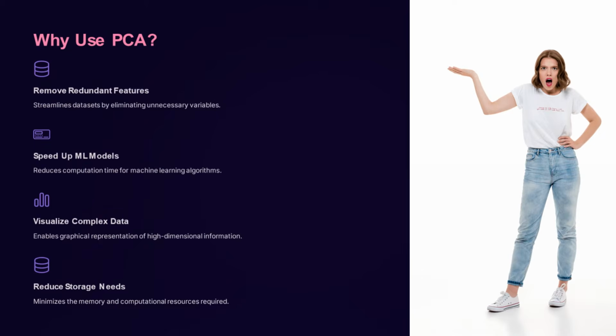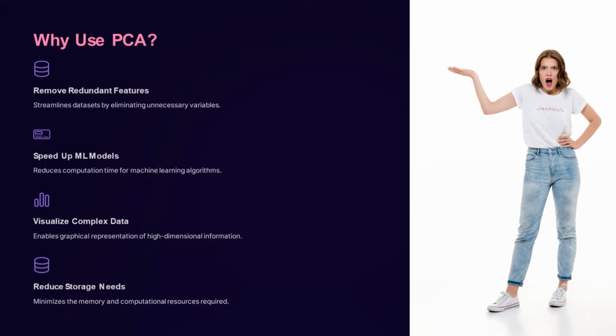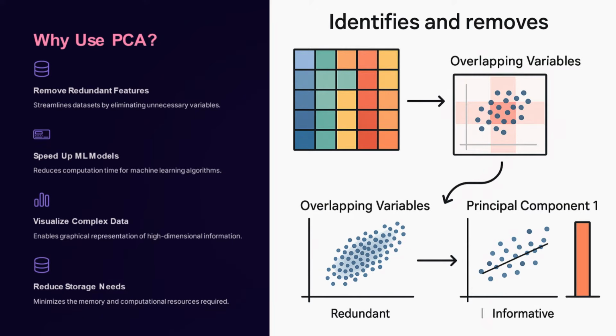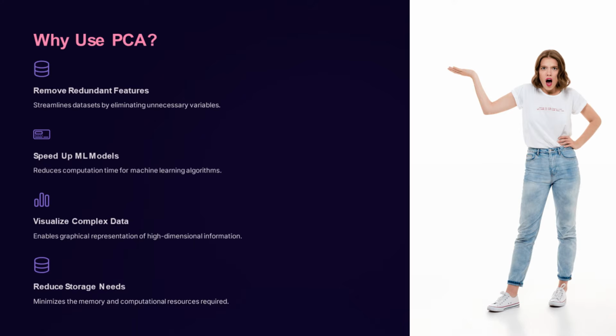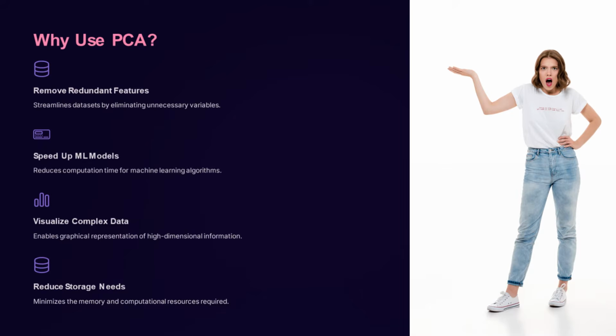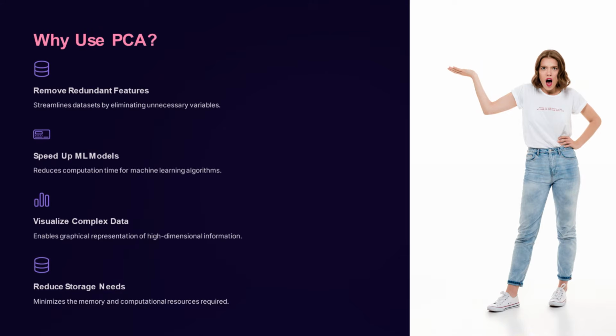Let's talk about why PCA is such a game changer in data science. First, it acts like a smart filter for your data. Many datasets contain redundant or overlapping variables. PCA identifies and removes these, keeping only what's truly meaningful. Second, it's a speed booster for machine learning. By reducing the number of features, PCA cuts down training time dramatically. Imagine running a race with a lighter backpack.